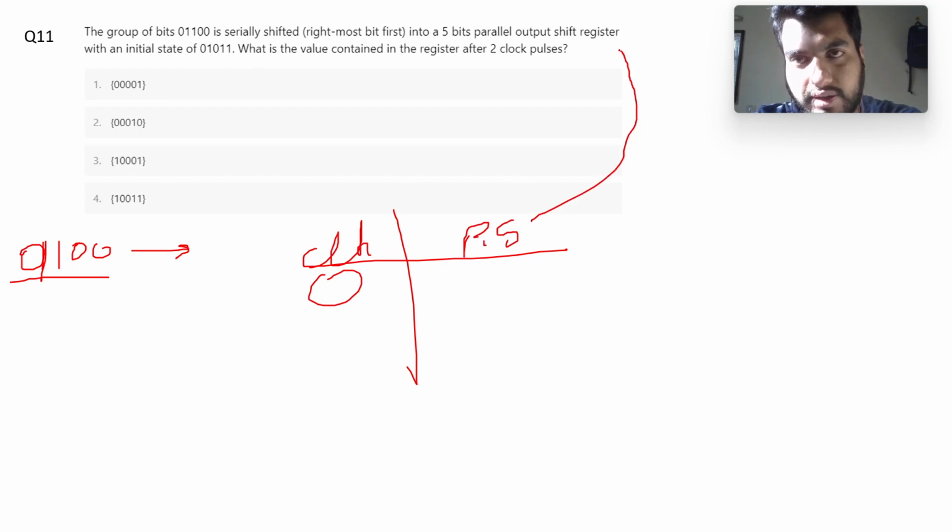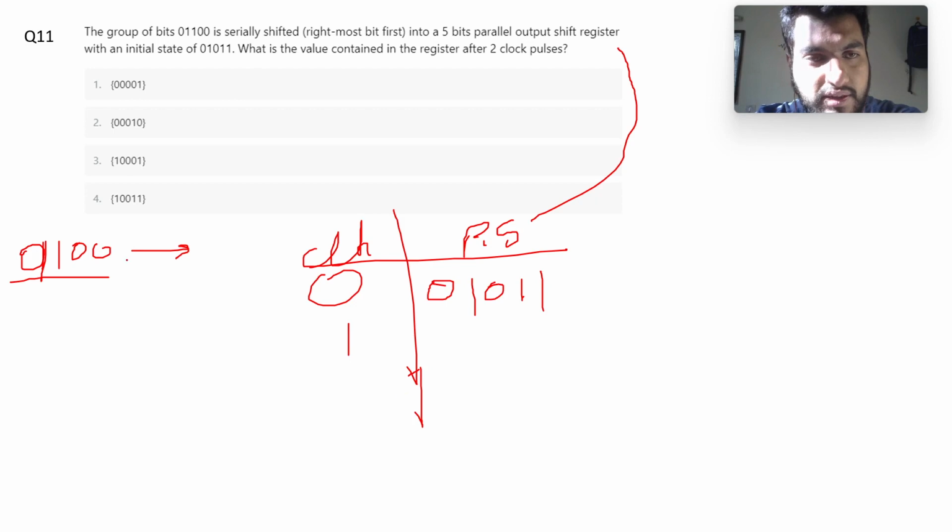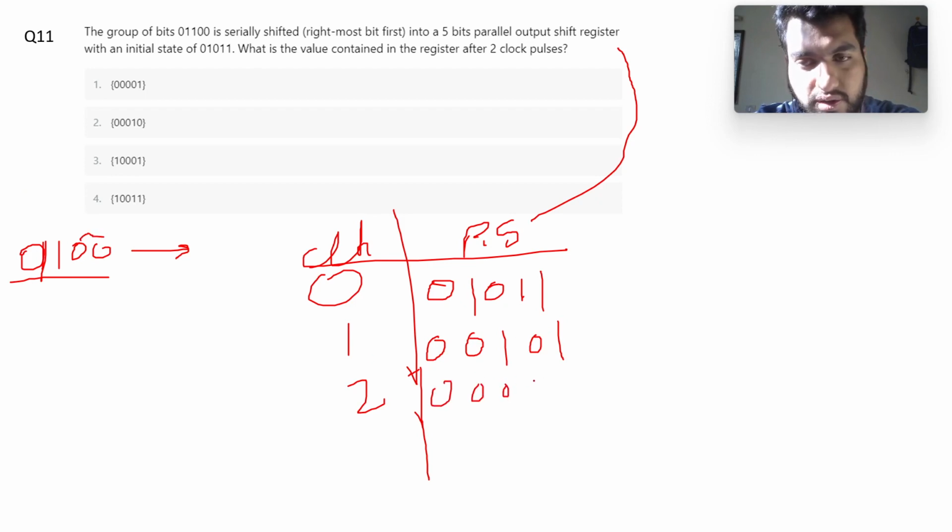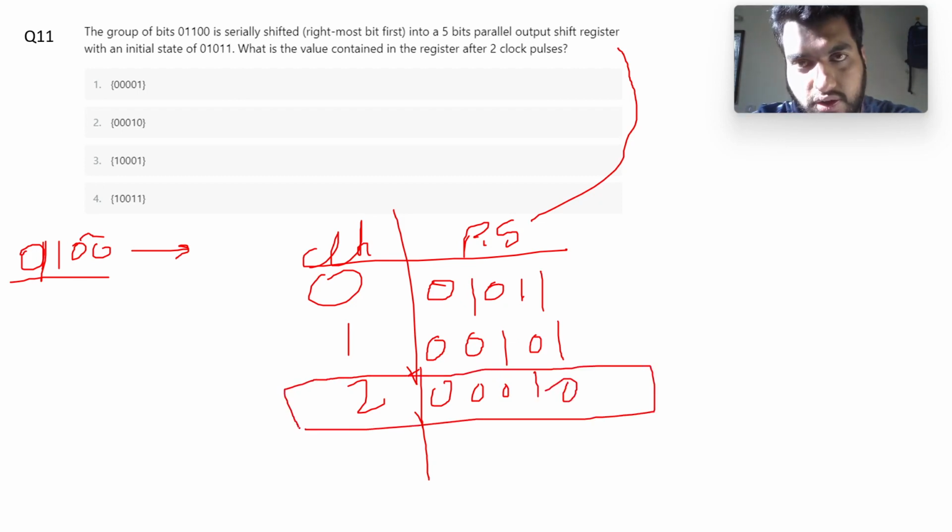The parallel output register is given as 0 1 0 1 1. After the first clock cycle, the first bit goes to the parallel output register, so this 0 will come here and the contents shift right, so it will be 0 0 1 0 1. After the second clock cycle, again the second 0 will come, so it will be 0 0 0, and the right shifting will occur, so it will be 1 0. So after 2 clock cycles, the contents of my register will be 0 0 0 1 0.